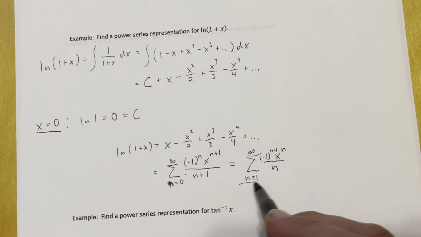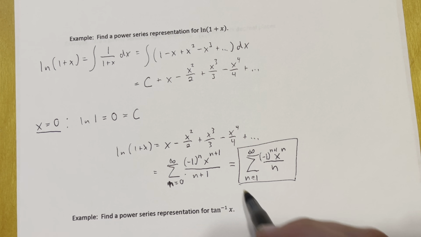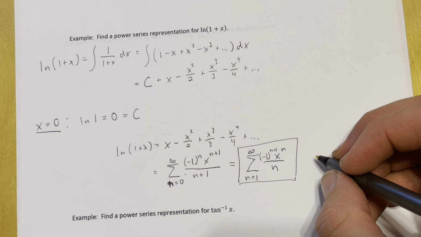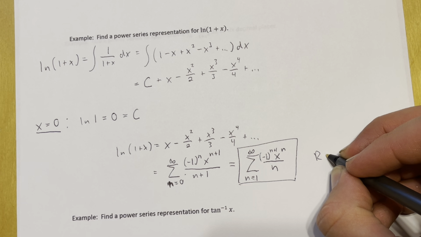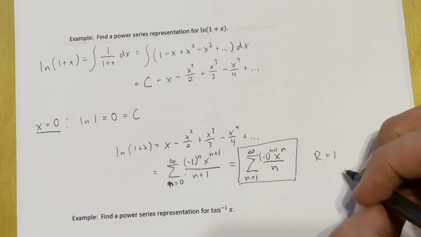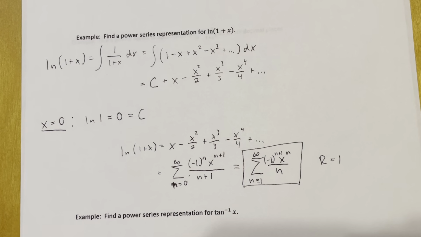This right here is the power series representation for the natural log function, and its radius of convergence is the same as the radius of convergence of this function. So the radius of convergence is still equal to 1 in this case. This didn't ask for it. I'm just making a note of it here.